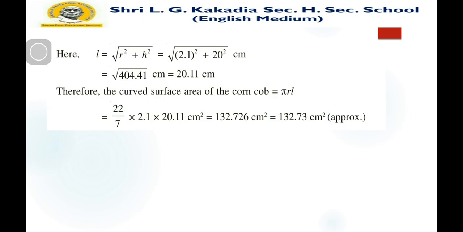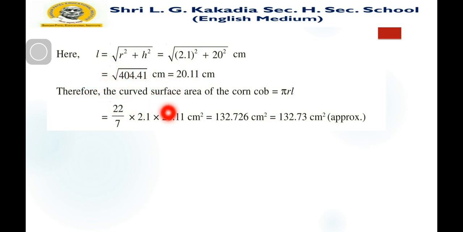As given here, we know that slant height L is equal to square root of h square plus r square, which is equal to square root of 20 square plus 2.1 square. As we know the radius of this corn cob, plus 20 square centimeter, which is equal to square root of 404.41 centimeter, which is equal to 20.11 centimeter. So we have got here the slant height.